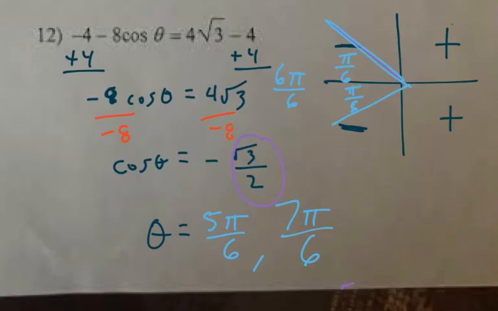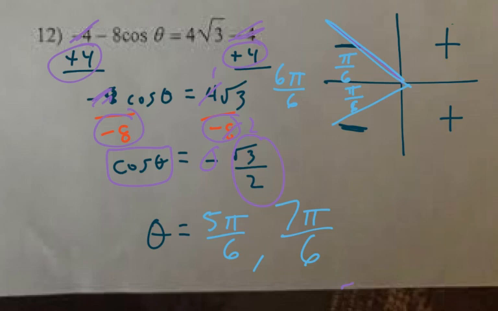And then on number 12, I started by adding 4 to both sides. That got rid of the minus 4s. I then divided by negative 8. That got rid of this negative 8. So cosine theta equals, and 4 over 8 is 1/2. So I get negative square root 3 over 2.